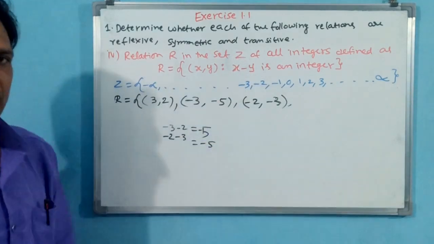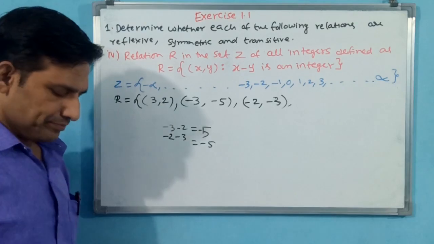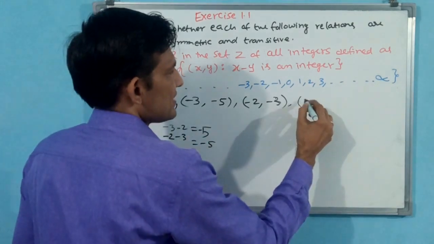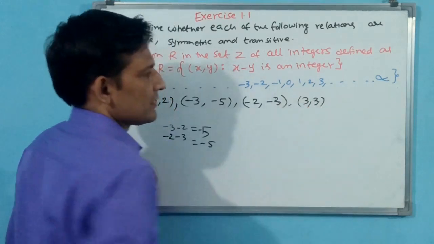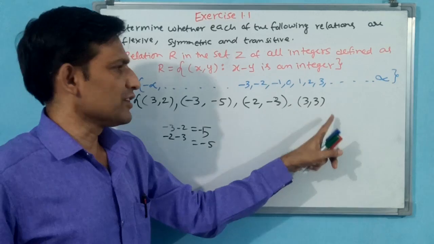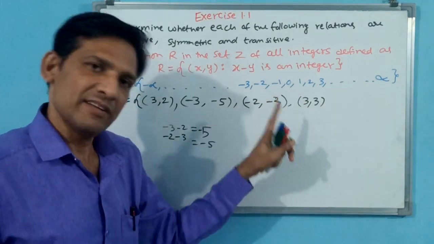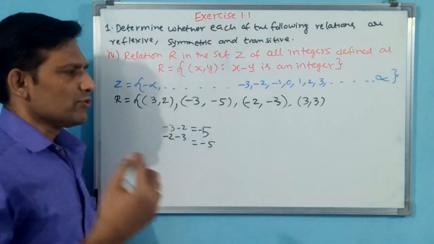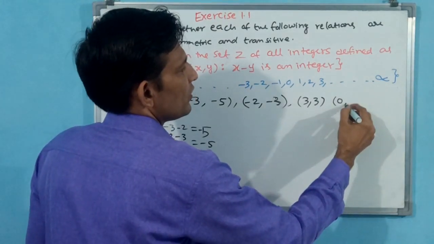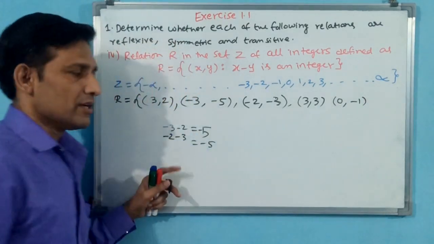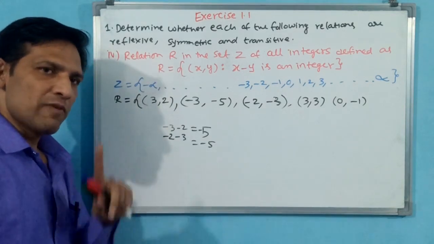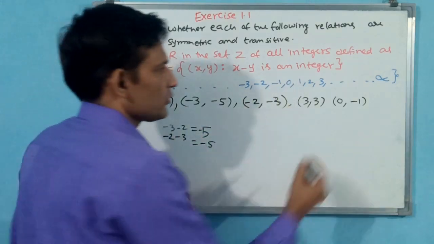Now you take the same number, 3. Say 3 and 3 I have taken. If you take 3 and 3, automatically x minus y means 3 minus 3, 0 will come. Is 0 there? Yes, it is there. Then valid. Then you take 0 minus 1. 0 minus of -1 means 0 plus 1, which is 1. 1 is there. That means this is also valid.